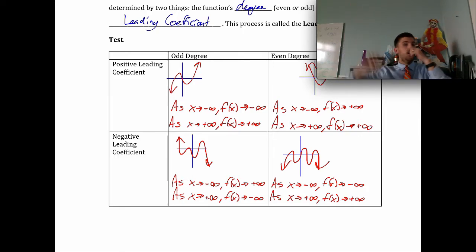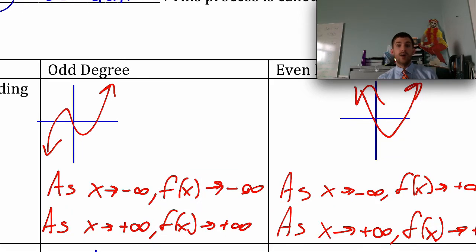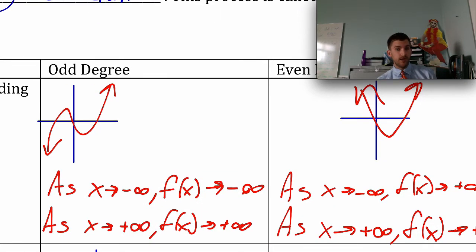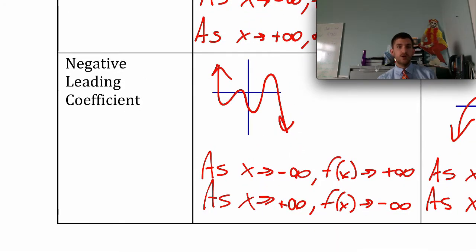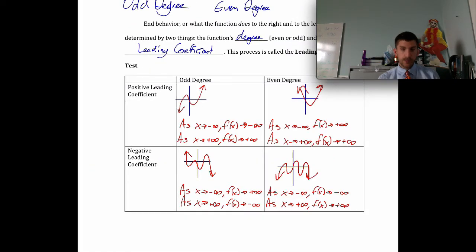Also notice for positive leading coefficients, the right side is always pointing up, whether it's an odd degree or an even degree. If it's a positive leading coefficient, it's pointing up and to the right. For negative leading coefficient, it's always pointing down and to the right, regardless of what your degree is, odd or even. Now let's take this and apply it to a couple of problems.